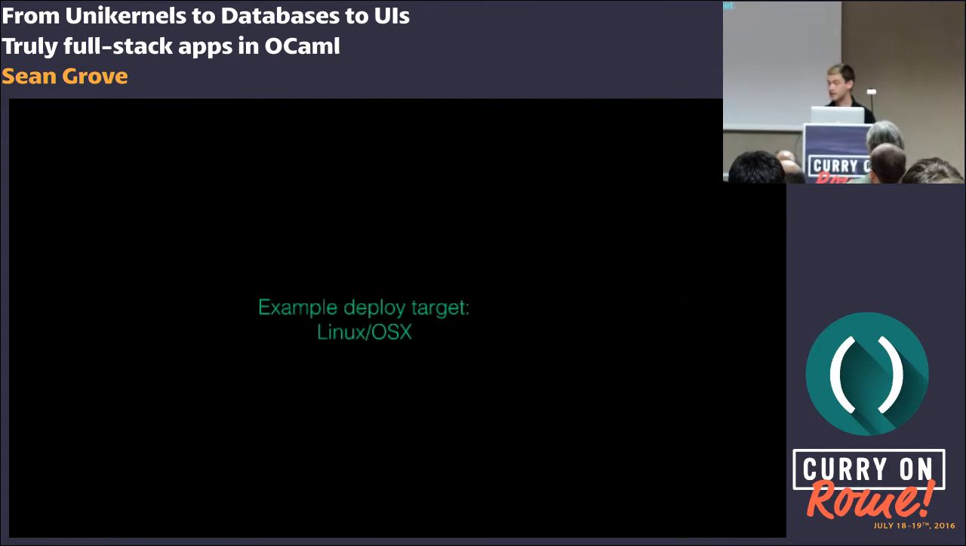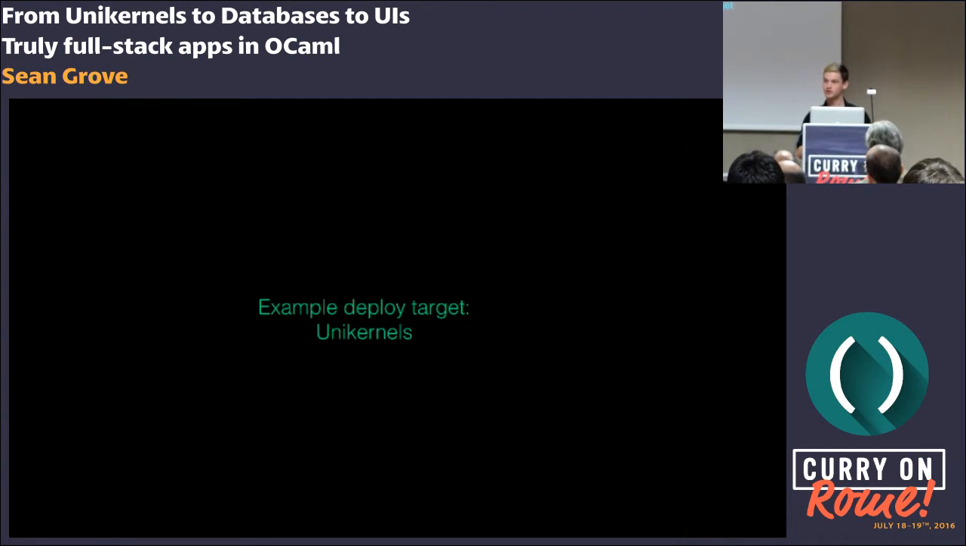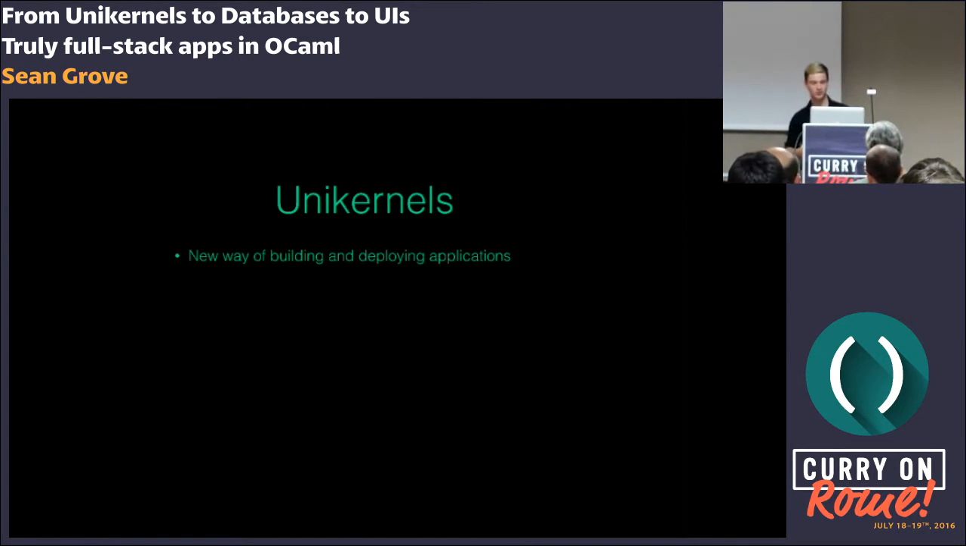So as an example of a deploy target, you can write OCaml programs and run them on Linux and Mac. Going into detail, there's not much to say here, right? We all do this. But a more esoteric target, and one that OCaml has been doing a great job of leading via the Mirage OS, is Unikernels. How many of you are familiar with Unikernels? All right. So Unikernels, real quick.